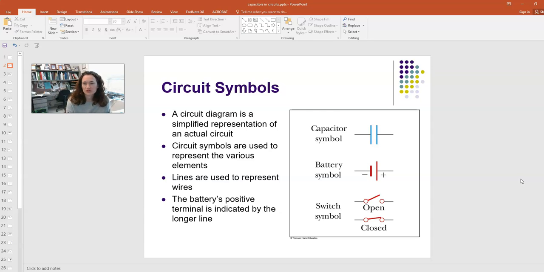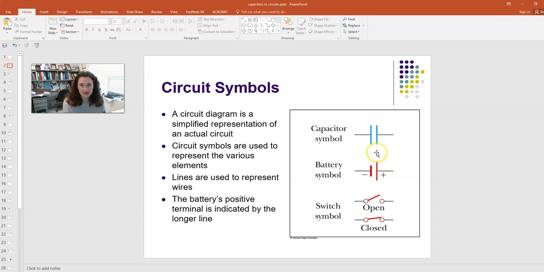Now, we just have straight lines that are used to represent the wires in a circuit, okay? So anything coming off these circuit symbols is meant to represent a wire. And usually in circuits, we assume that all our wires are perfectly conducting and have no resistance or capacitance to them, okay?